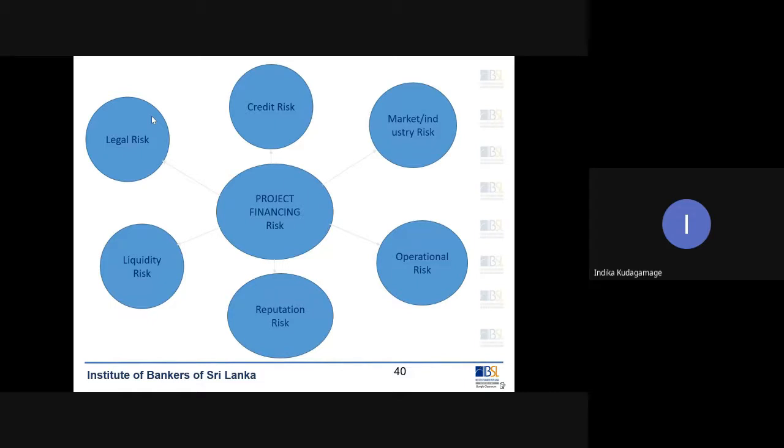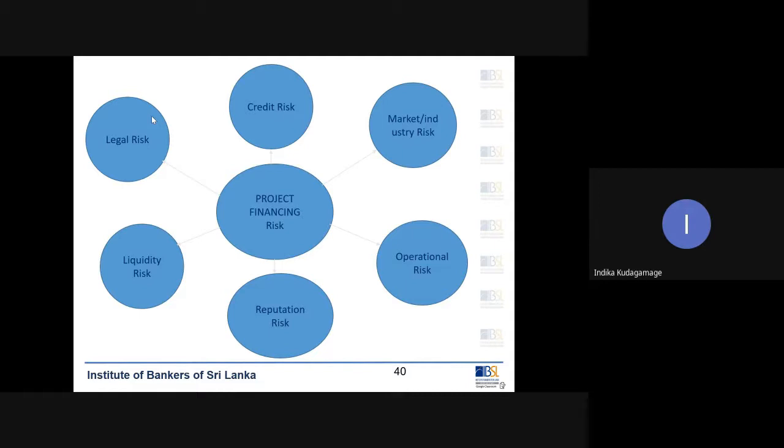Operation risks are any risk relating to the operations of a project. It can be a delay, it can be a fraud, it can be mismanagement. Then reputation risk. Yes, it may be very profitable, but if you have a bad reputation, a bank will never come and put money in. This is looking at the project angle.